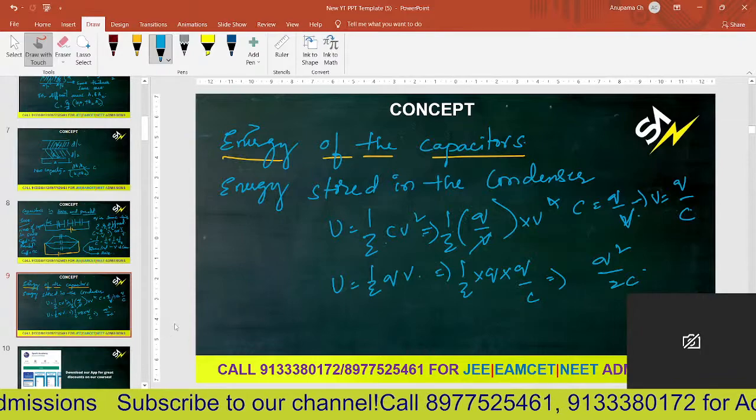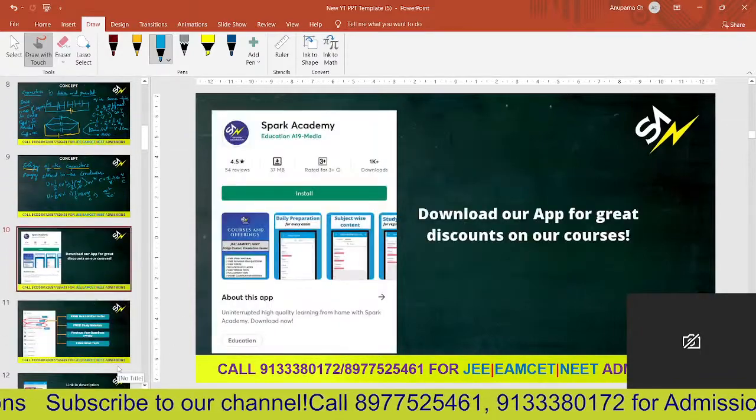Okay, so this is about the energy stored in the capacitors.